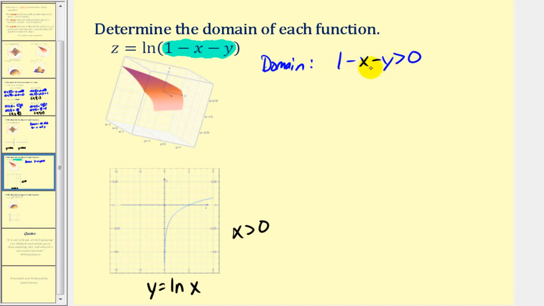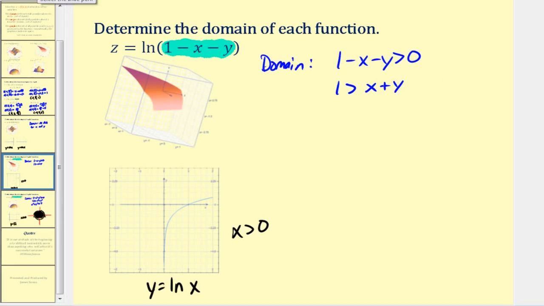Now this is the domain, but it's often better to manipulate this to make it look like a more familiar form. What I mean by that is we can move the x and the y term to the right side. So we would have 1 greater than x plus y. From here it's probably better to go ahead and switch this around to state that x plus y would be less than 1. And often when the domain is expressed in terms of two variables, it's helpful to graph this on the xy plane to show the region for the domain. Let's go ahead and do that.